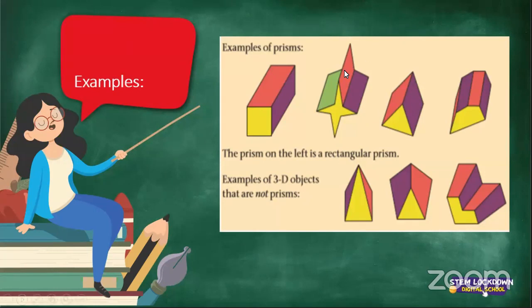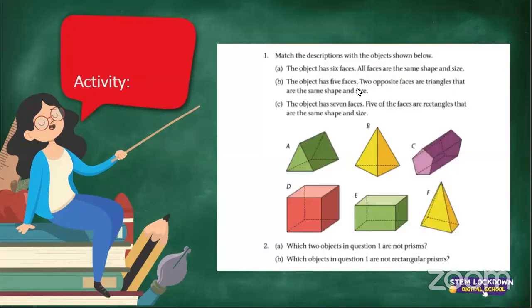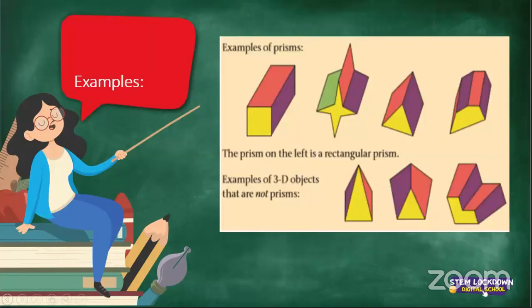Yes, Mahlodi, you have raised your hand. You can give us an answer. Yes, ma'am. They are prisms. Why are you saying these are prisms, Mahlodi? Because some of their faces are either rectangles or squares. So you're saying some of their faces are either rectangles or squares? Yes, ma'am.